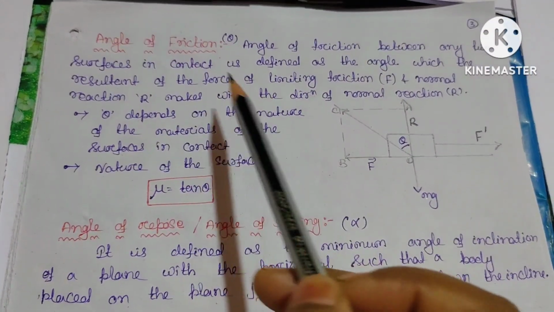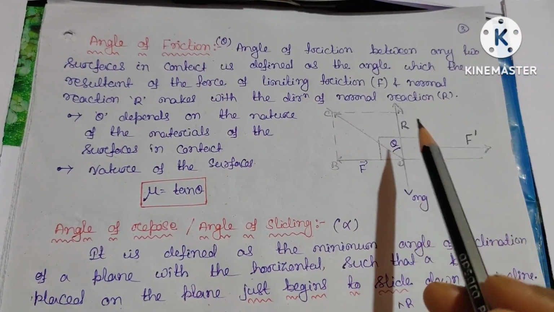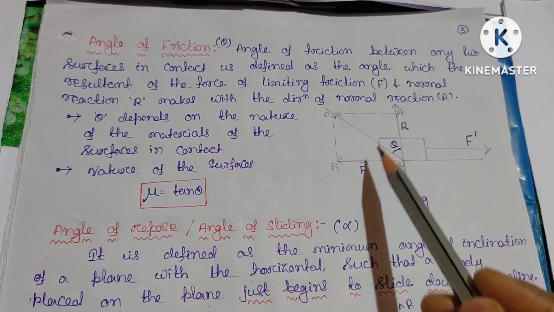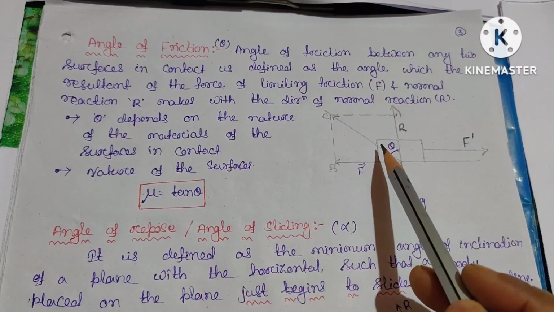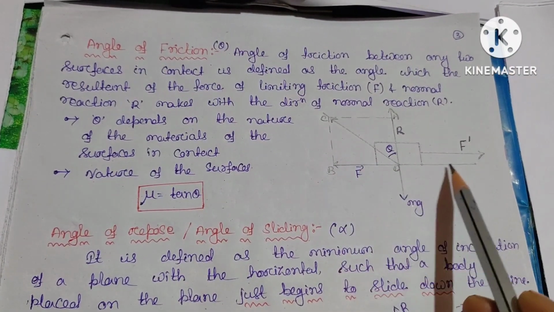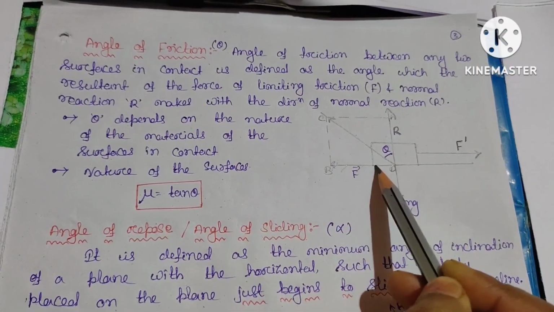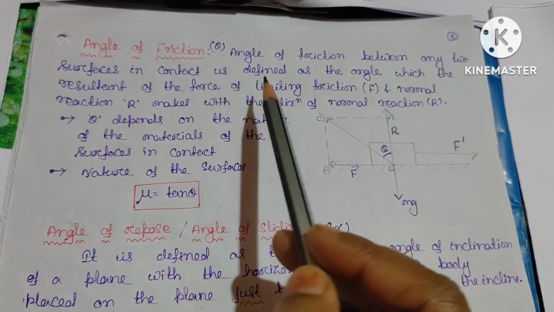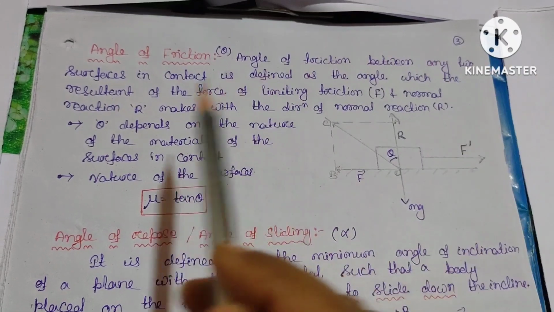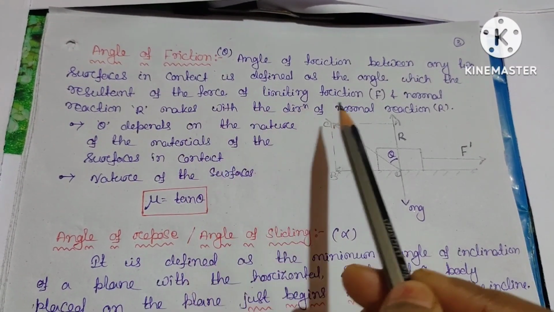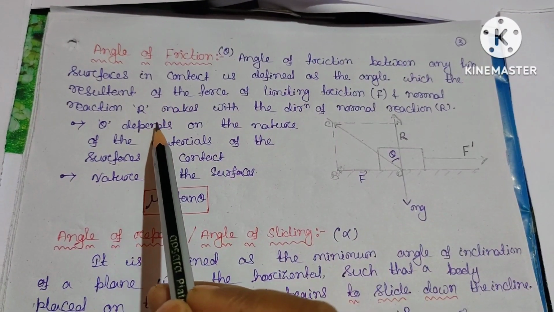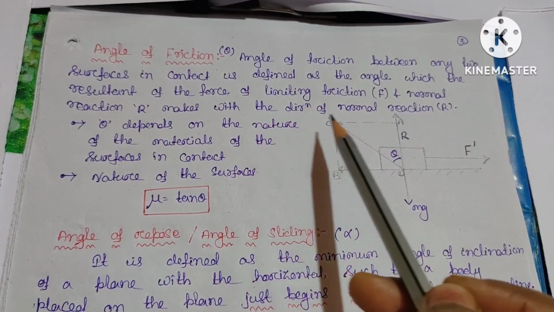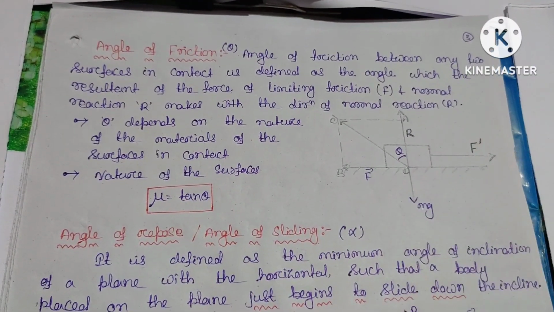So this is basically denoted by theta. The angle of friction between any two surfaces in contact, this is the block and this is the surface, is defined as the angle which the resultant of the force of limiting friction and the normal reaction R makes with the direction of the normal reaction.